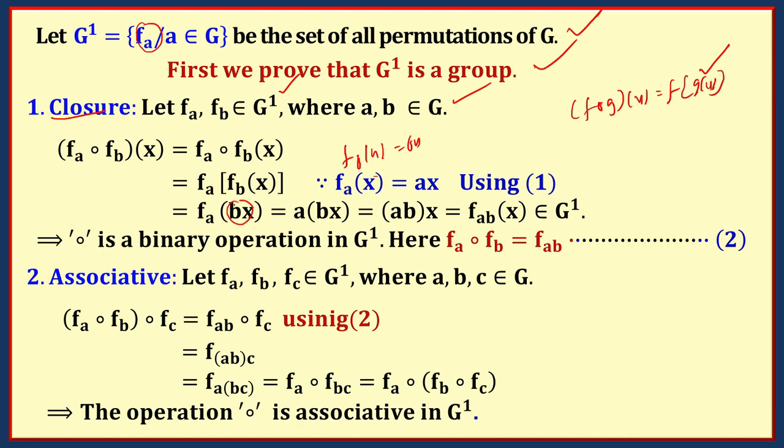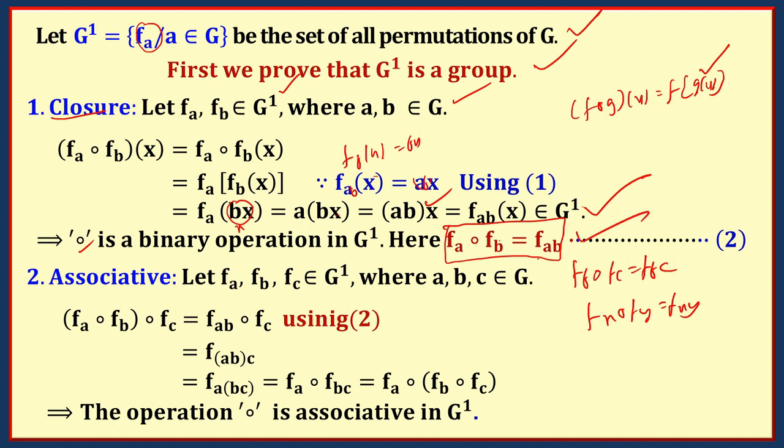f_a(bx) is a into bx, since f_a(x) = ax, replacing x by bx. By associativity, a into bx equals ab into x. This is f_ab(x) using 1, f_a(x) = ax. So f_ab(x) = (ab)x, and ab belongs to G, so f_ab belongs to G'. This shows that composition of mappings is a binary operation in G'. Here, f_a circle f_b equals f_ab. Similarly, f_b circle f_c equals f_bc. So f_x circle f_y equals f_xy. Remember, this is very, very important.